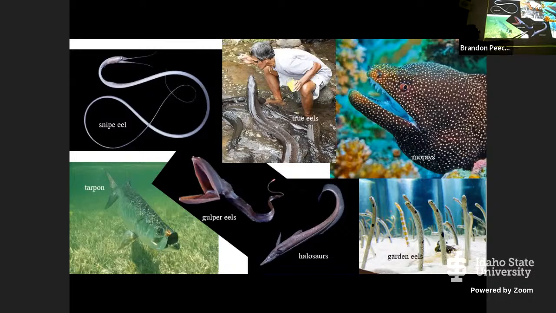So gulper eels, halosaurs, snipe eels, these are all deep ocean animals. Some of them are eels. The halosaur is not technically an eel. Some of these are true eels. Morays are the ones that have the really scary jaws down in their throats.